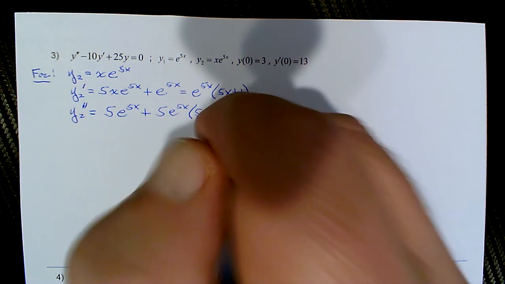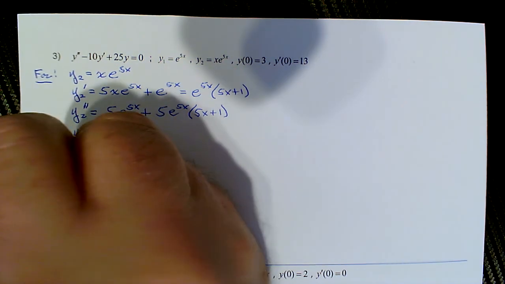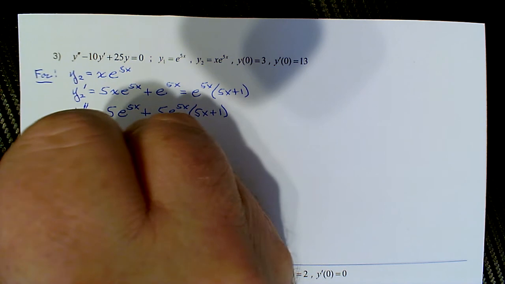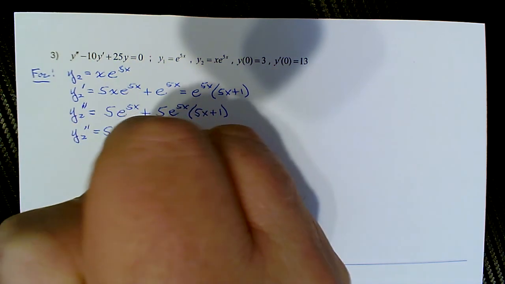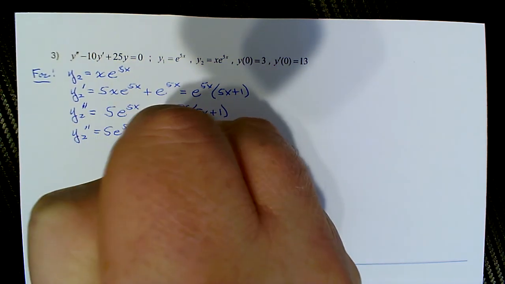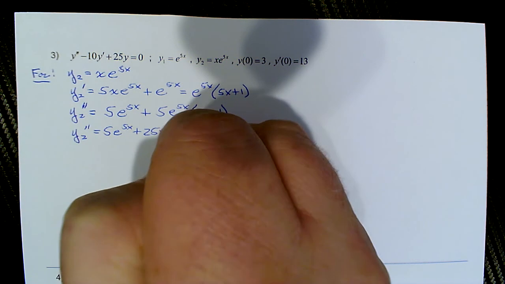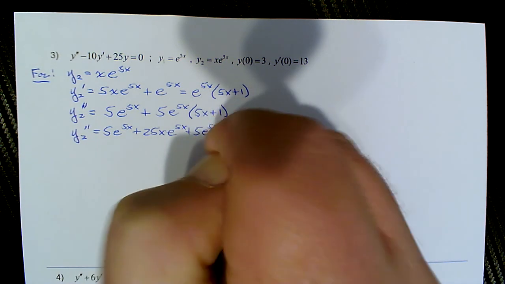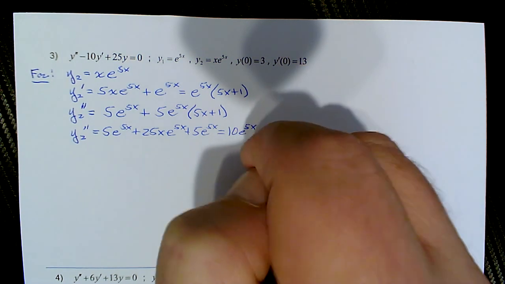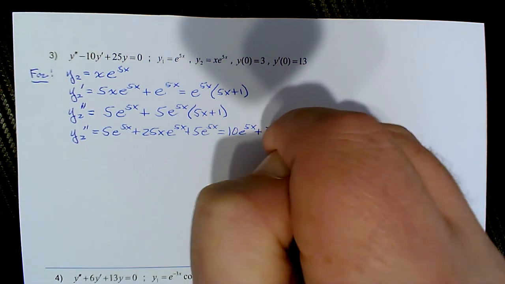And then, if we want, let's simplify that. So y sub 2 double prime is 5e to the 5x, plus 25x e to the 5x, plus 5e to the 5x, which gives us 10e to the 5x plus 25x e to the 5x.